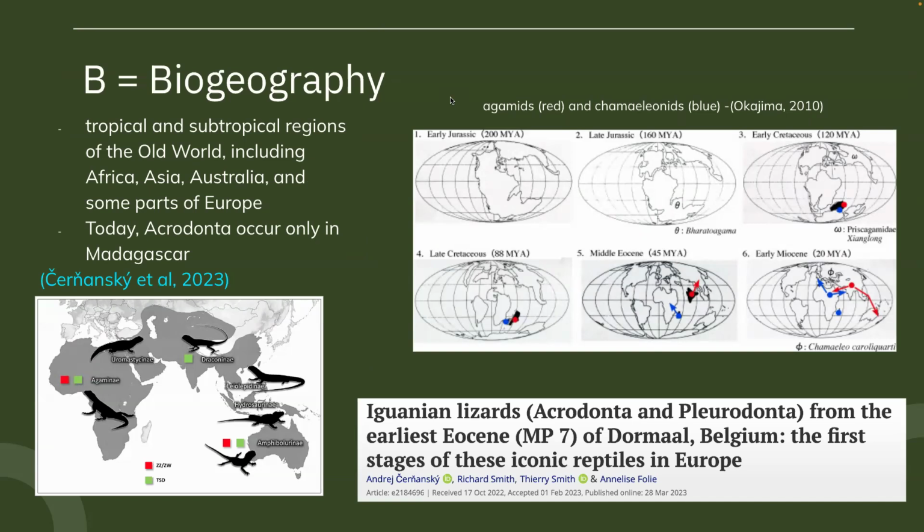Biogeography. So they can be found in tropical and subtropical regions of the Old World, including Africa, Asia, Australia, and some parts of Europe, mostly the tropical parts of Europe. Today they're mostly found in Madagascar. In this fun picture, we can see that distribution over the millions of years. You see them starting around the Cretaceous period, and then you see them make their way to Africa and these other parts that I had mentioned. But I think they're most active in the Eocene.